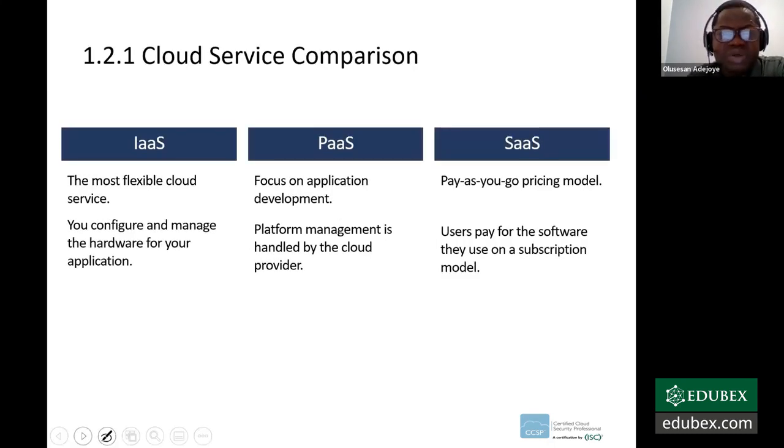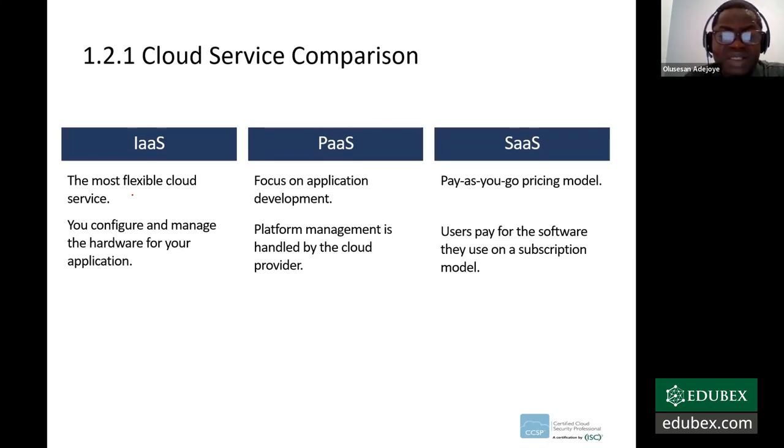Now let's compare these three models, these three service categories: infrastructure as a service, platform as a service, and software as a service. Now for infrastructure as a service, this is the most flexible cloud service. By cloud service categorization, we refer to how the services are combined together. So here the consumer is given the flexibility. You can configure and manage the hardware for your application. You can specify the server, the operating system, the choice of database. You can also specify your networking. All those things, you have the flexibility to design yourself.